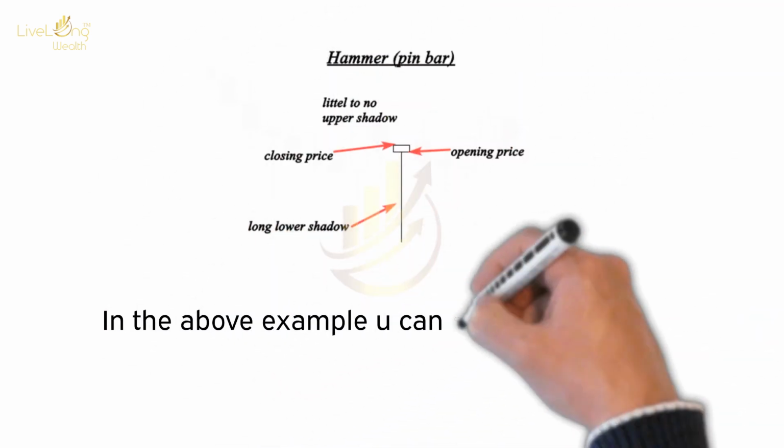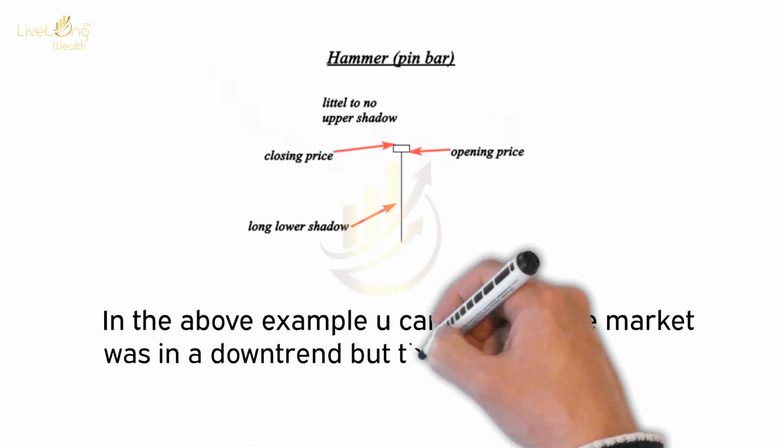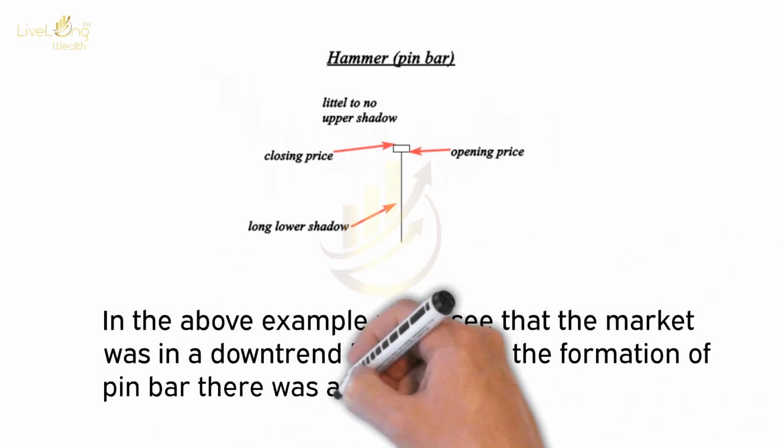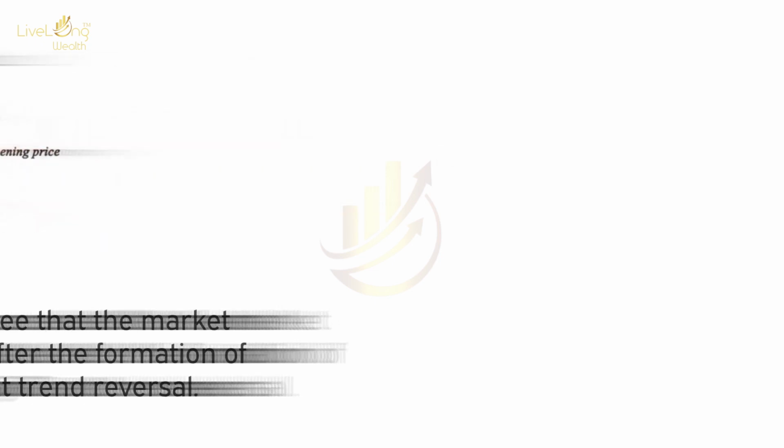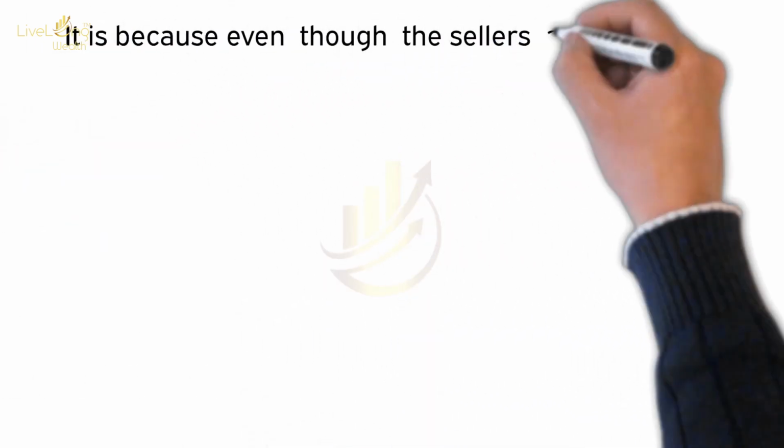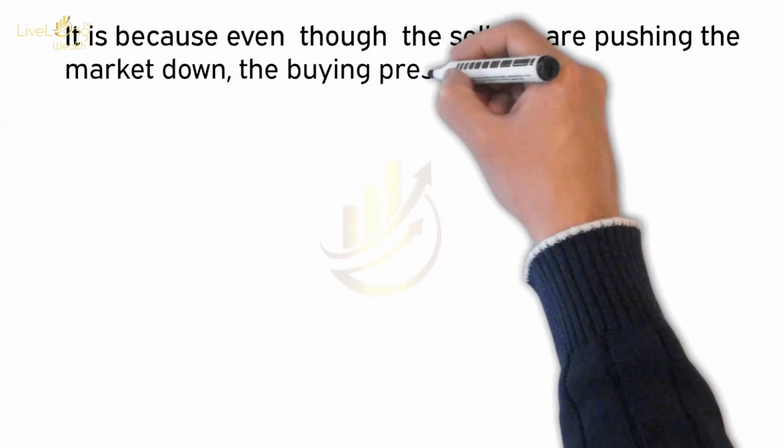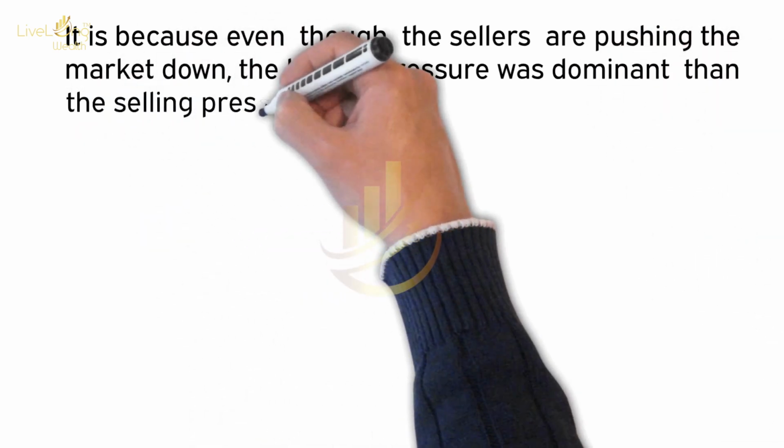In the above example, you can see that the market was in a downtrend, but after the formation of the pin bar, there was a significant trend reversal. It is because even though the sellers are pushing the market down, the buying pressure was more dominant than the selling pressure at that level, which leads to a trend reversal.